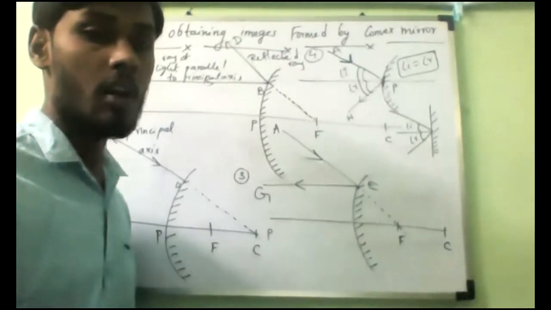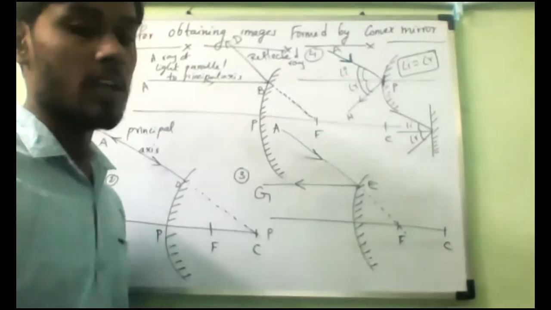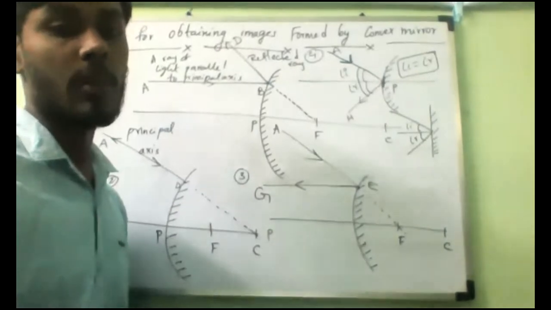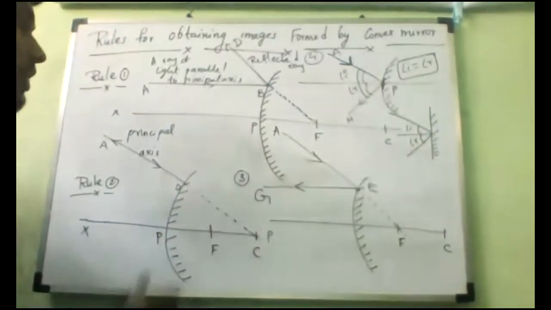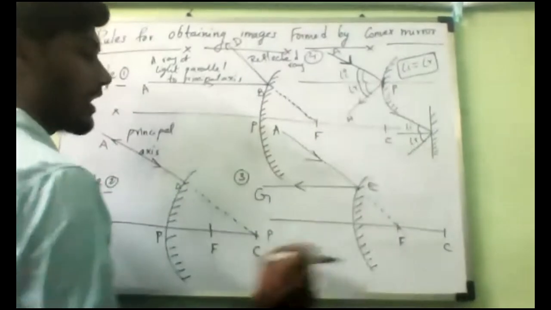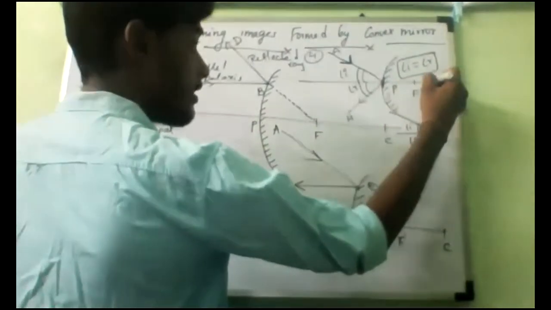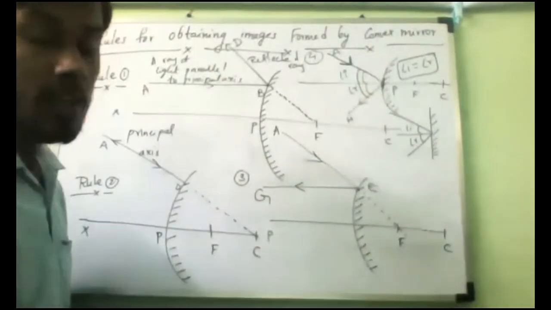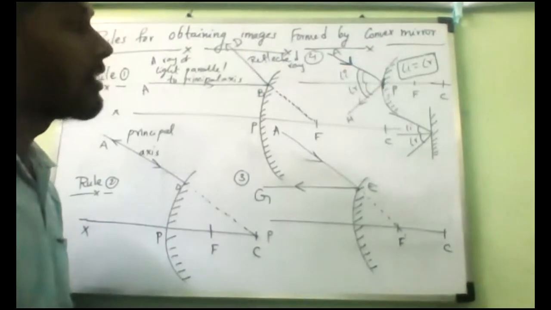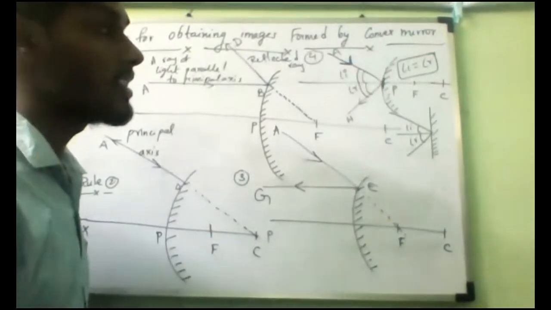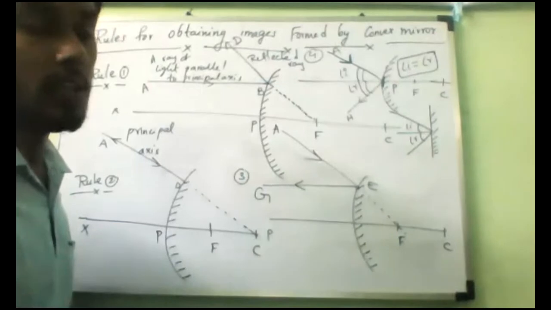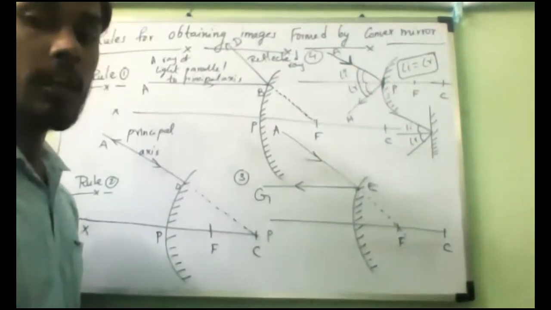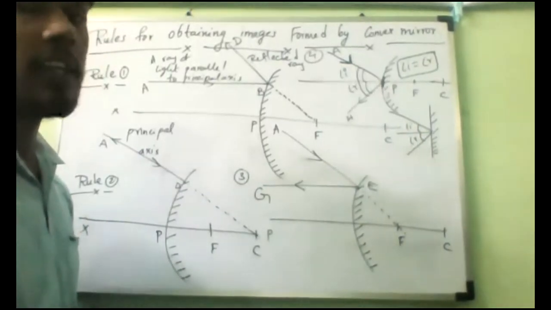But here you should remember, always it should be noted that a convex mirror has its focus and center of curvature. Where? Behind the mirror or in front of the mirror? Behind the mirror. And always they are in positive x coordinate. So that is the reason. We can say a convex mirror always has a virtual focus. So that is why it is always positive or negative? Positive. Always positive.